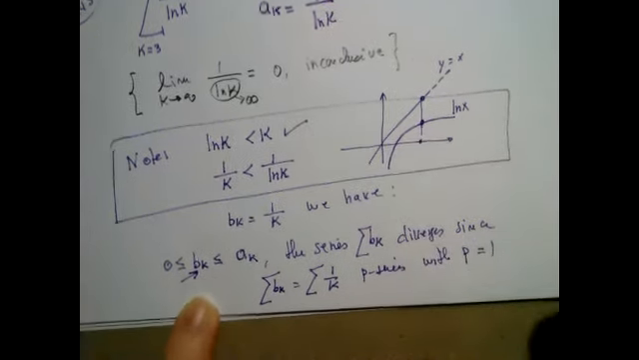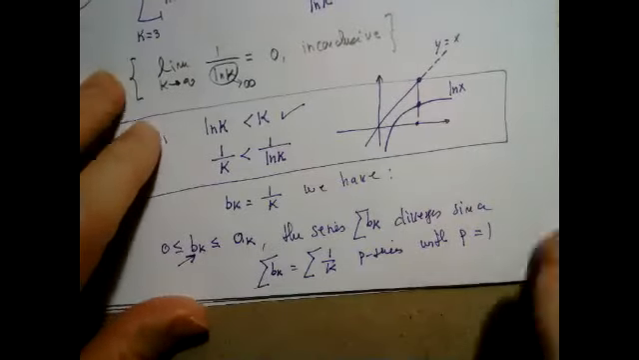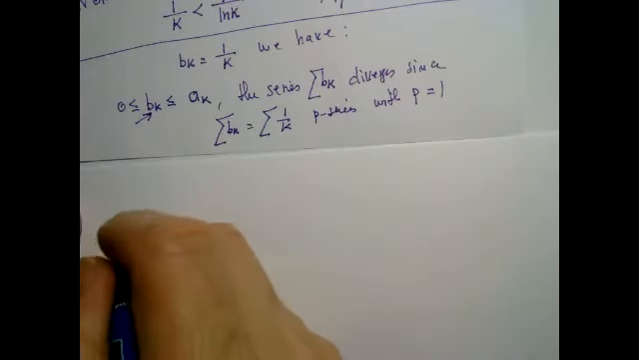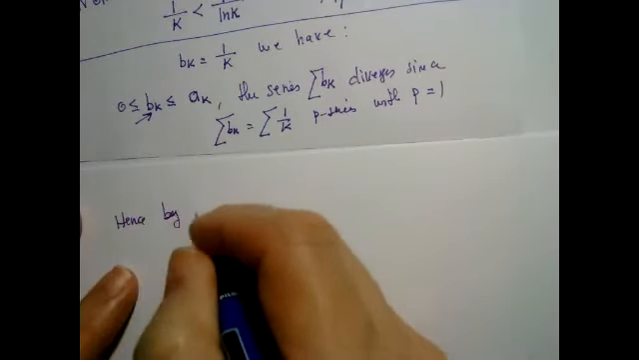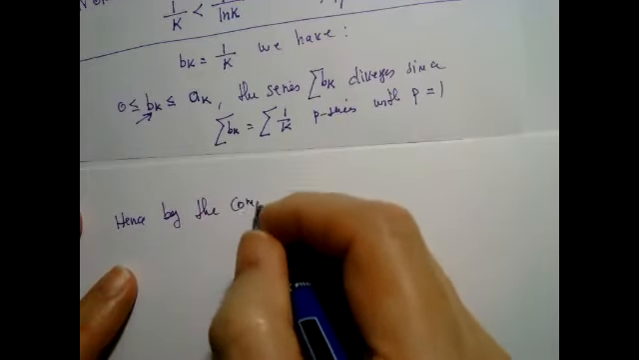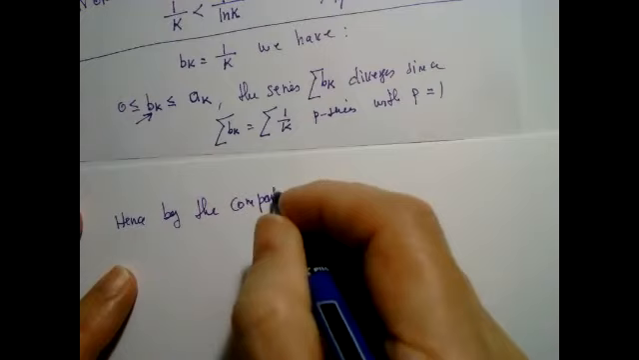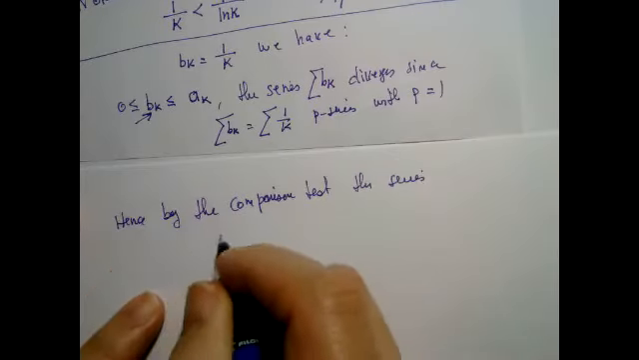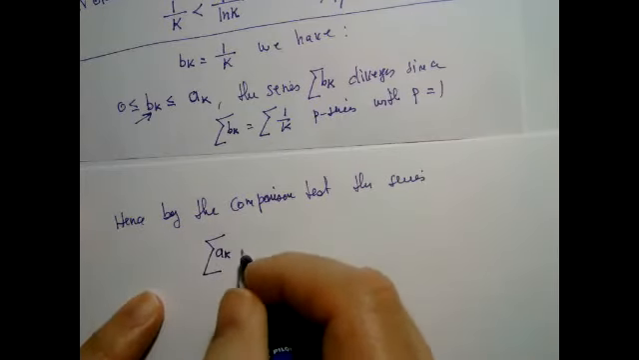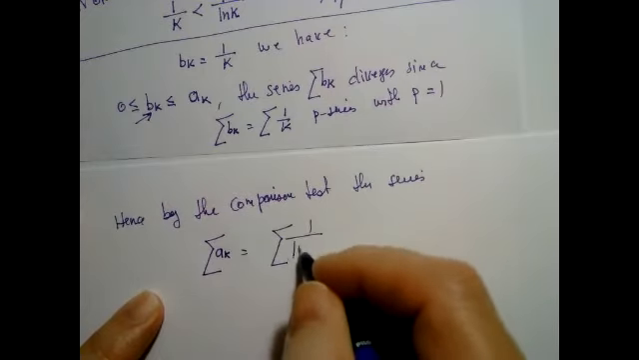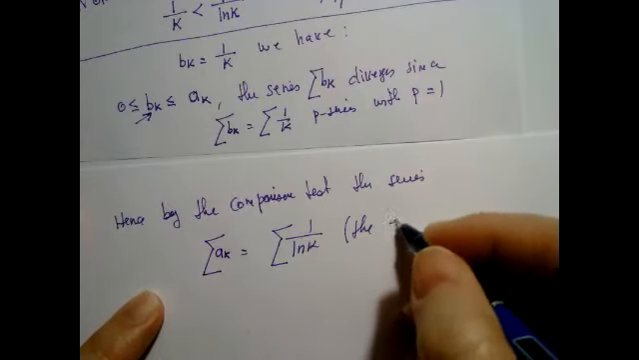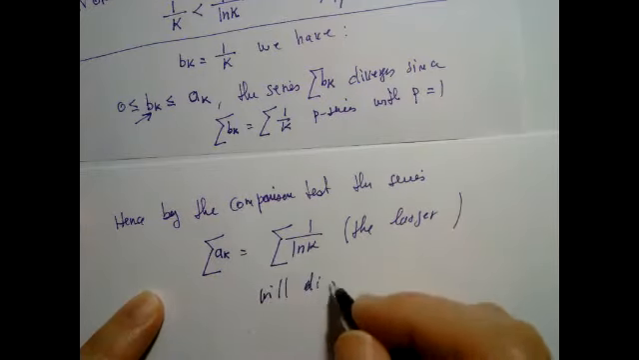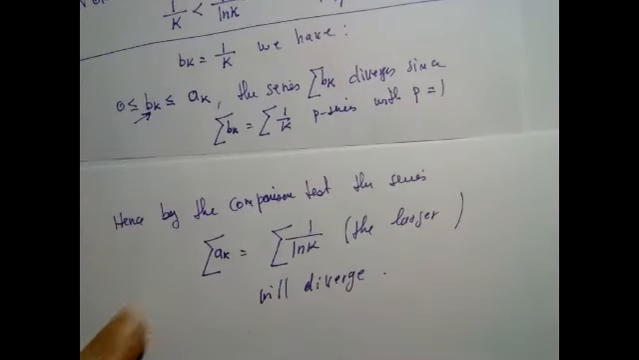Hence, by the comparison test, not the limit, usually other books call it the ordinary comparison. So this book calls it, by the comparison test, the series sigma AK, which is the larger one, meaning sigma 1 over ln of k, basically the larger one will diverge as well. Okay.